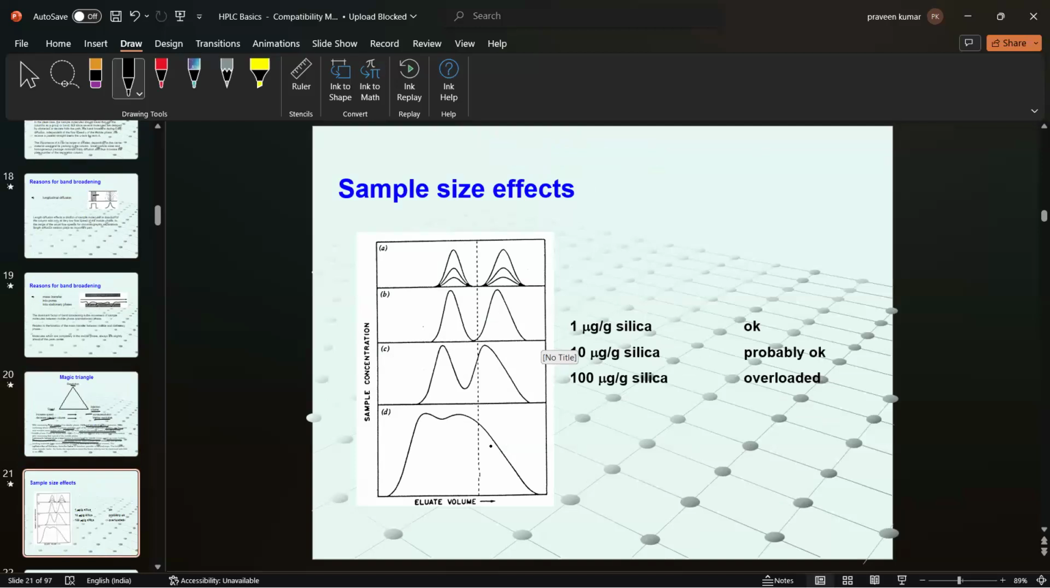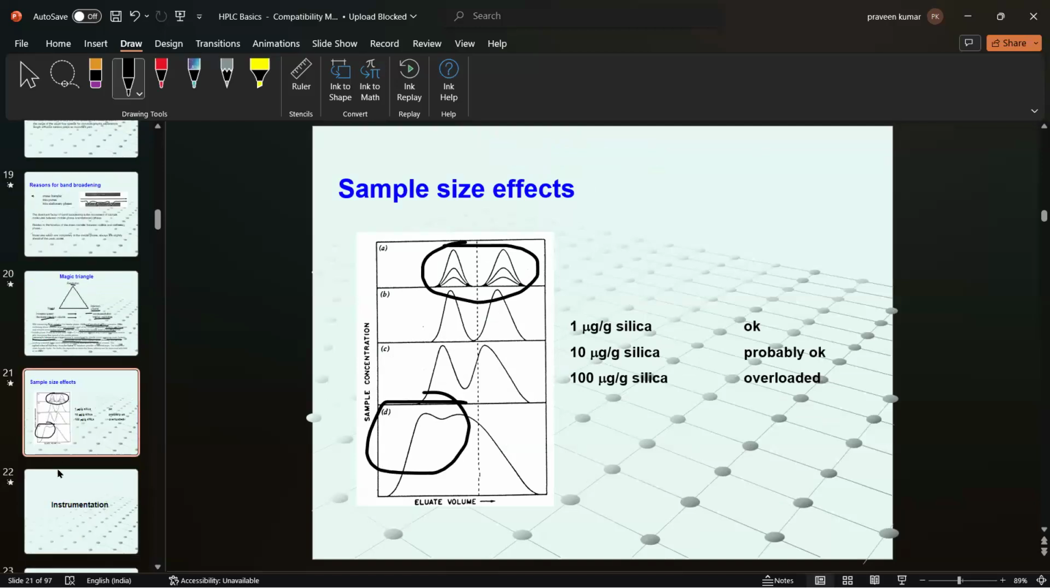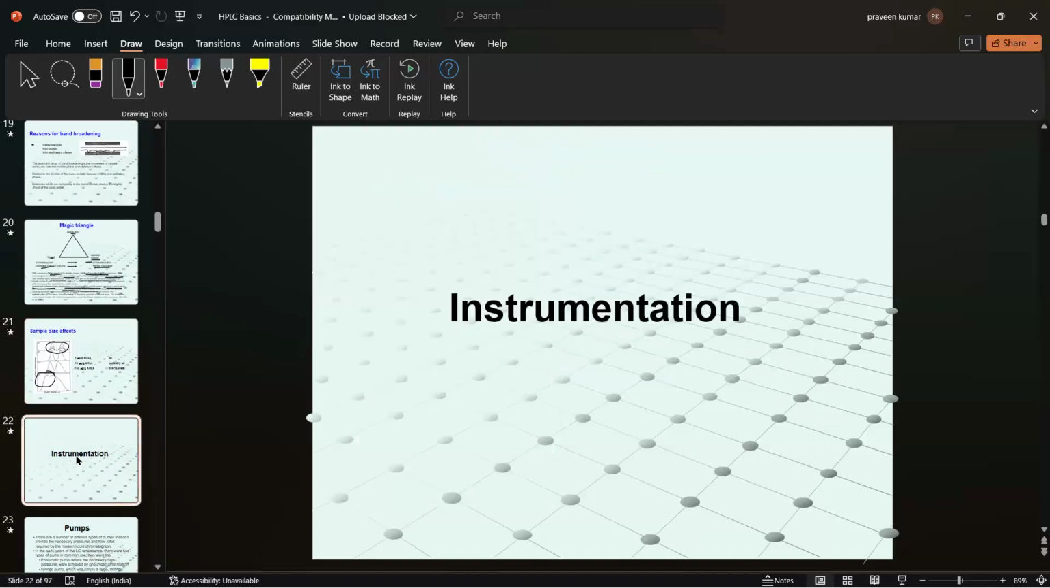So basically the particle size and the sample size matter. Here you can see the sample concentration. When the sample concentration is at a minimum, there is efficient peak separation, and as the sample concentration increases, the peak separation decreases. So now let us talk about the instrumentation.